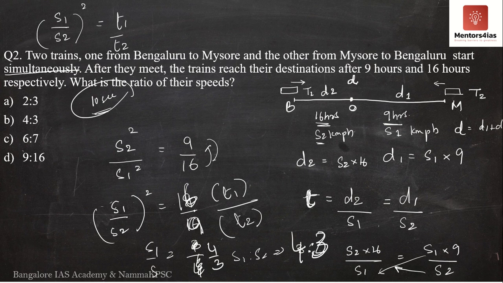I hope you understood this. It was a silly mistake on my side. Therefore, the correct answer is 4 is to 3, or option B.